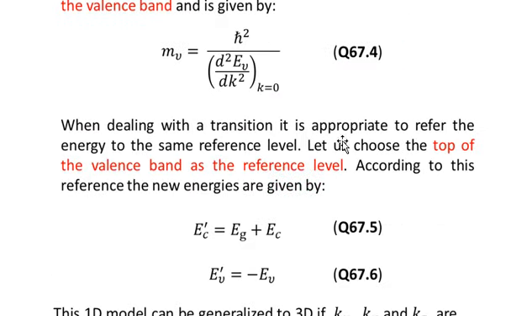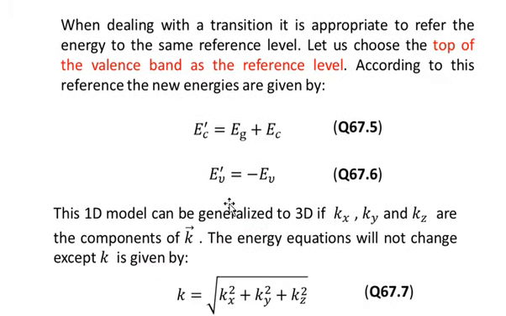So when dealing with a transition, it is appropriate to refer the energy to the same reference level. Let's choose the top of the valence band as the reference level. According to this reference, the new energies are given by: the energy of the electron in the conduction band, the new energy according to the new reference, is Ec prime, which is equal to Eg plus Ec, and Ev prime, that is in the valence band, will be equal to minus Ev, because we have set the same reference for that one.